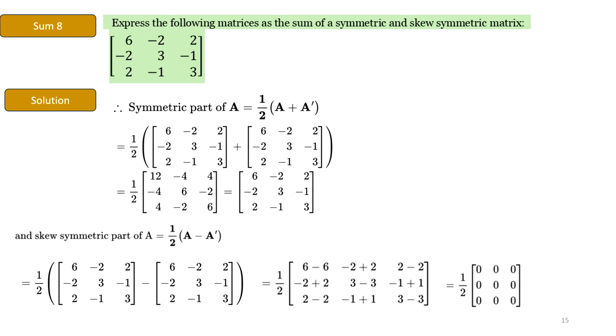As is clearly evident, adding the symmetric part of the matrix A along with the zero matrix, which is the skew symmetric part, we end up with the original matrix A.